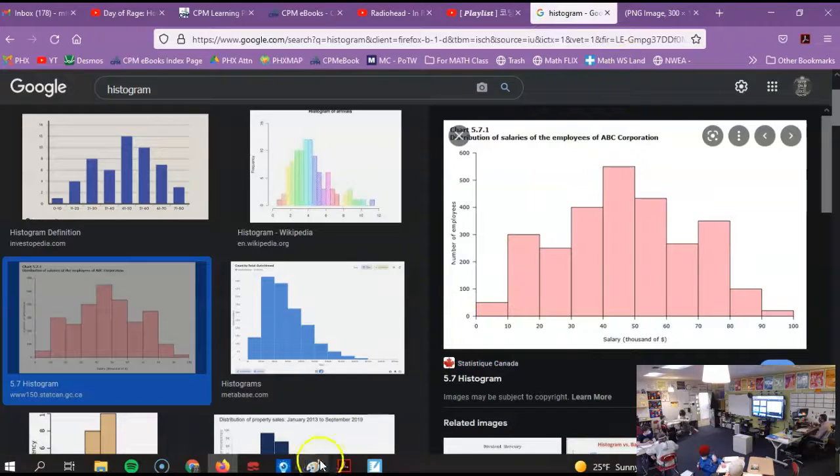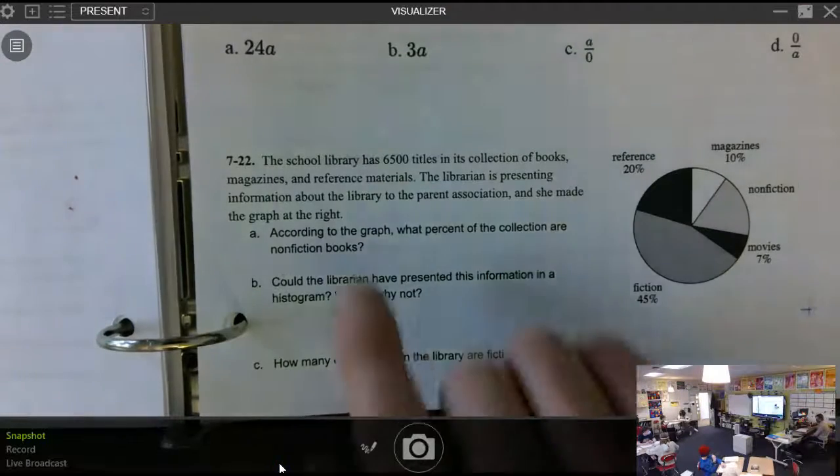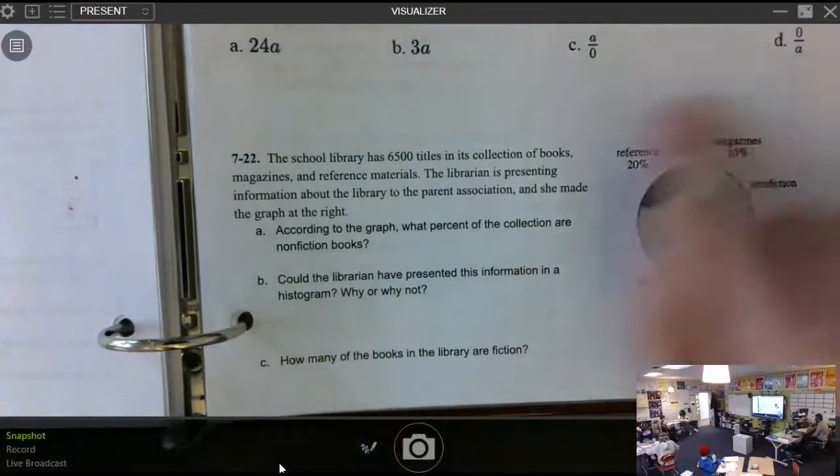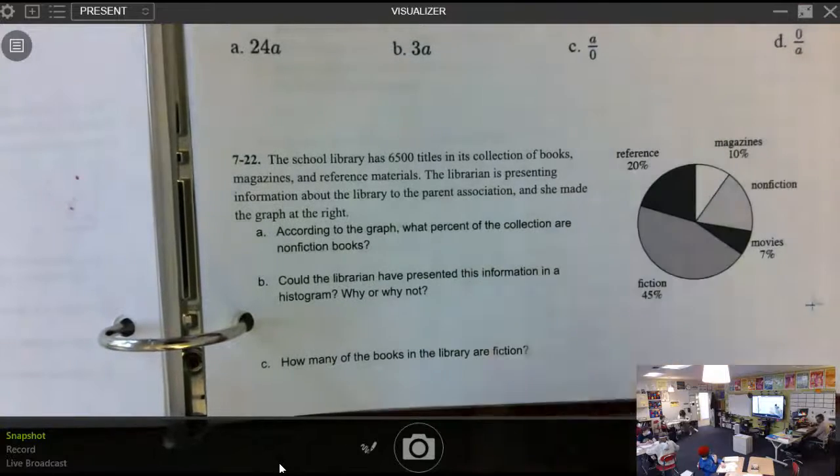So what that question is asking you is, with this data and this graph, could you turn this into a histogram? No. You could turn it into a bar graph.